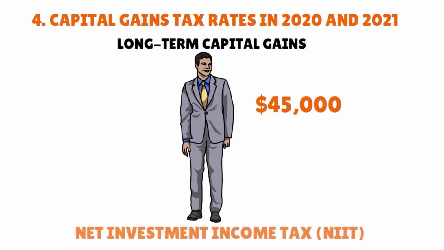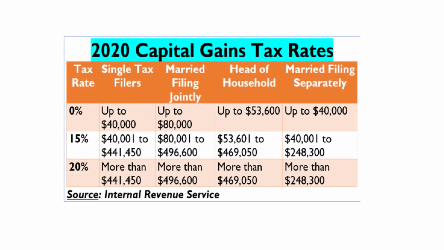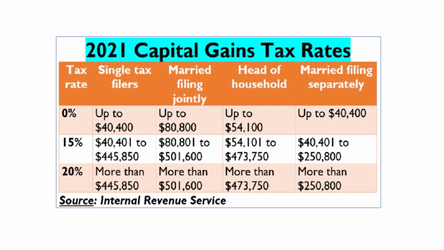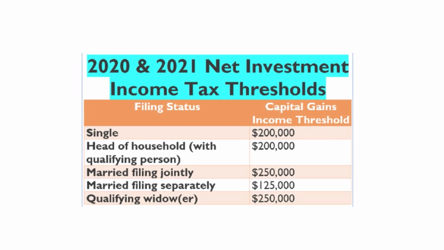And if you have more than a certain amount of capital gains income, you may also have to pay something called an additional net investment income tax, the NIIT. The NIIT rates are provided here on the screen. We have the 2020 capital gains tax rate, and we have the 2021 capital gains tax rate. I'm showing you 3 tables here. The third one is the 2020 and 2021 net investment income tax threshold.